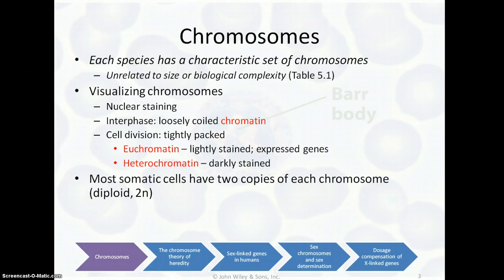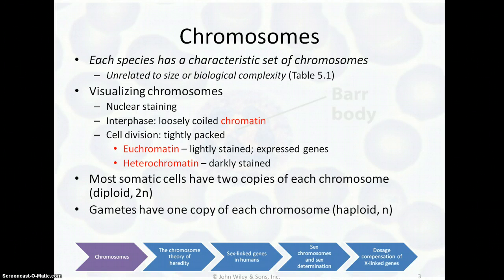Now, most somatic cells, and a somatic cell is essentially any cell other than the gamete, so any cell other than the egg or the sperm, have 2 copies of each chromosome. We refer to that as diploid, also designated as 2N. So for humans, the diploid number is 46, because we have 2 sets of each chromosome, or a pair of each chromosome. The gametes, which are not somatic cells, only have 1 copy of each chromosome, so we call them haploid, and we designate that as N.